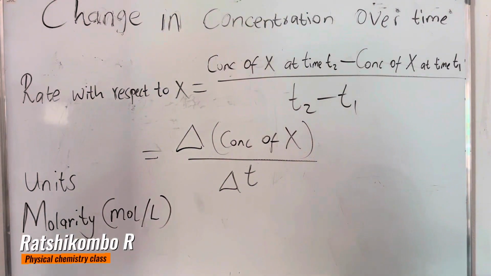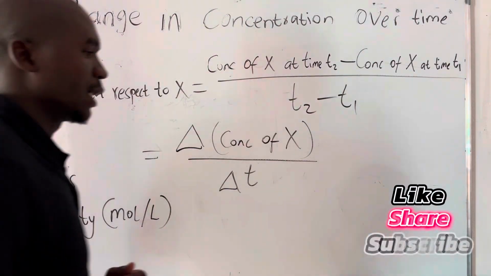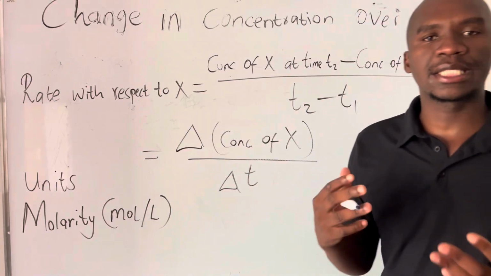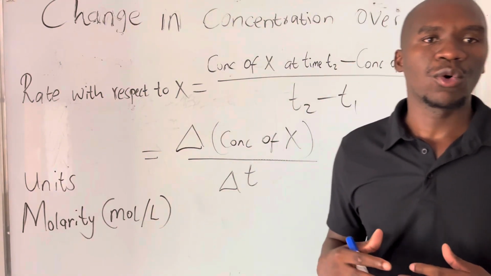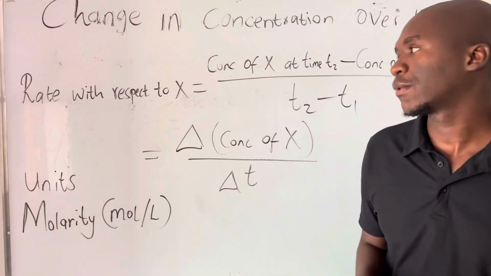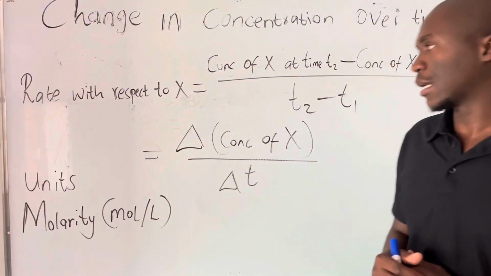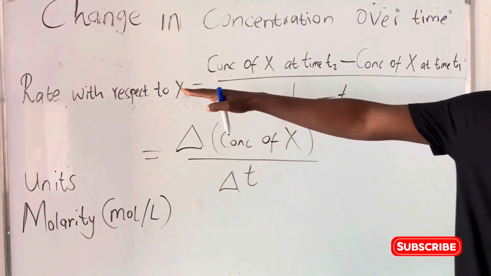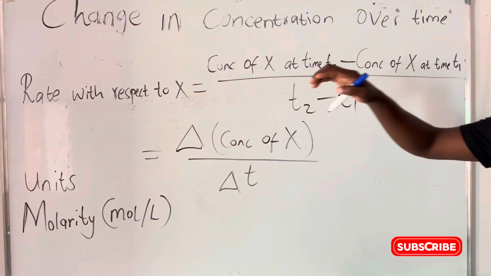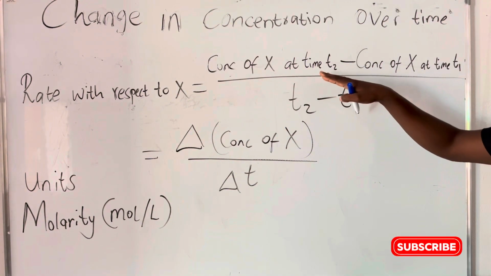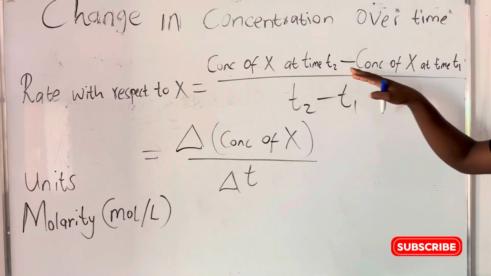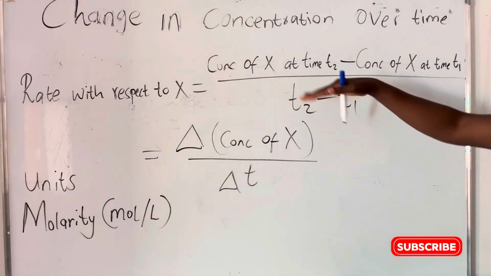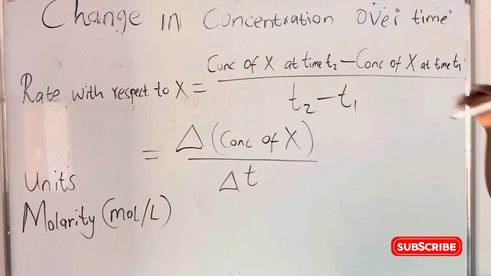Today we are going to talk about the change in concentration over time. And we are going to link that change in concentration over time with the rate of a reaction. For example, if we have a reactant X, the rate with respect to X will be the concentration of X at time T2 minus the concentration of X at time T1, all over T2 minus T1.